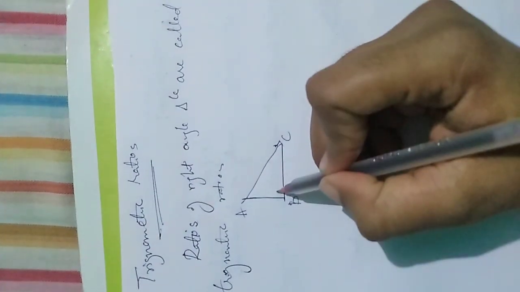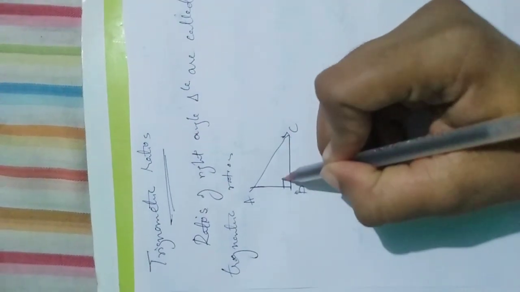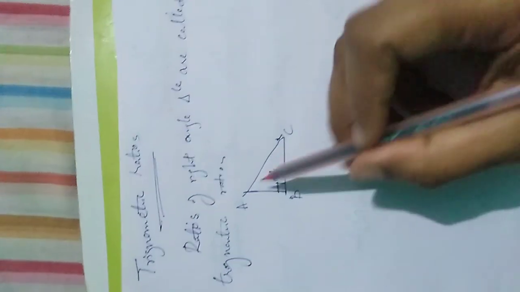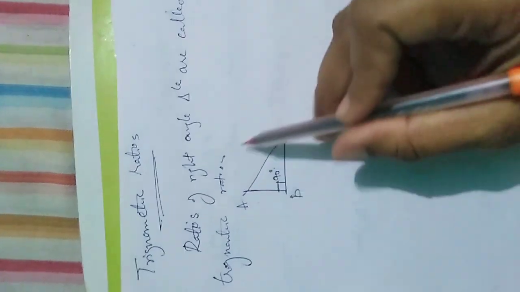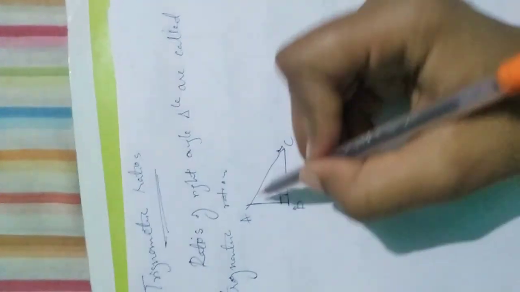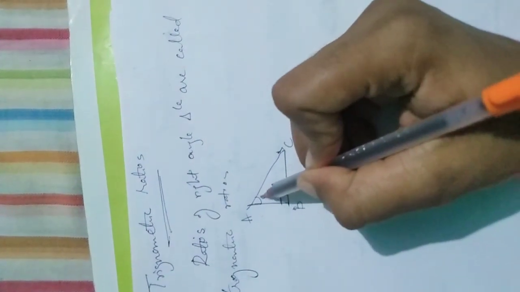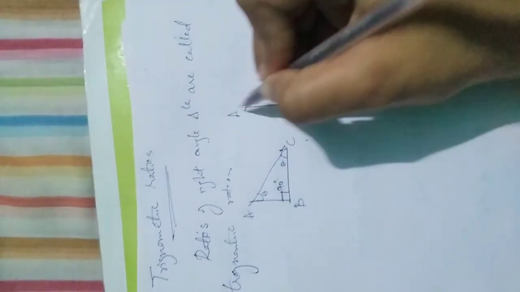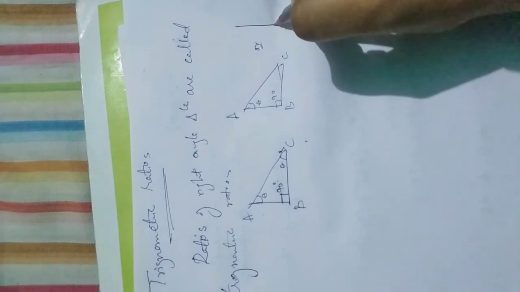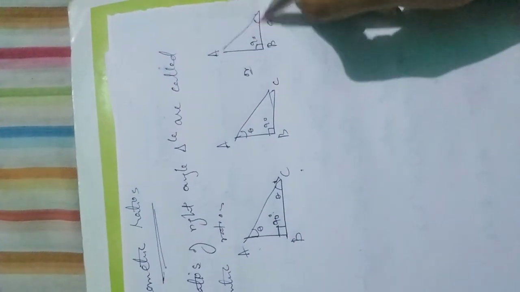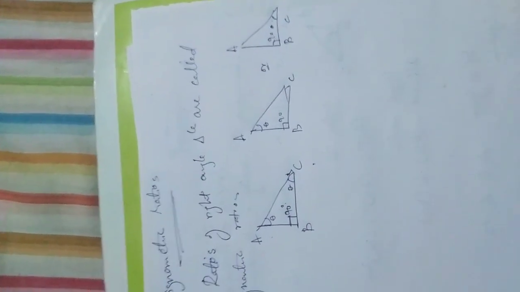Consider the triangle ABC, with B as 90 degrees. These ratios are always defined with respect to an acute angle. The acute angle, we will take it as either A or C, any one.